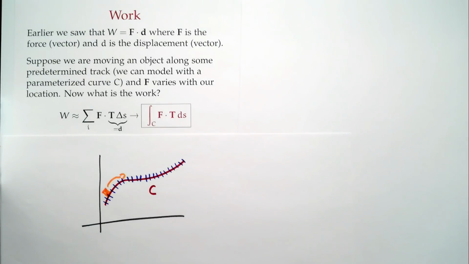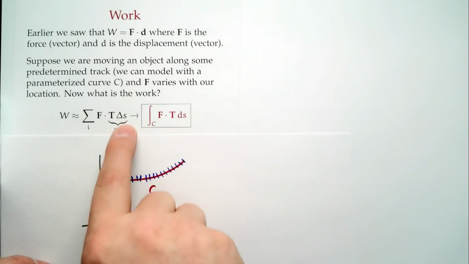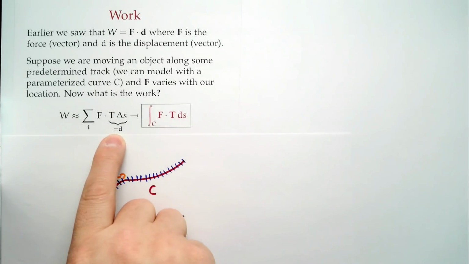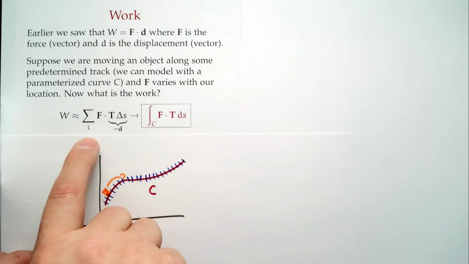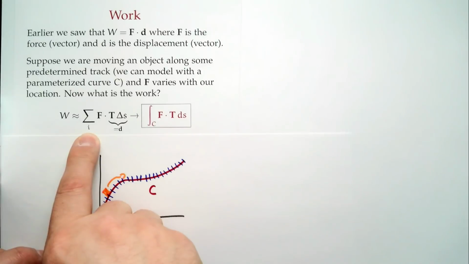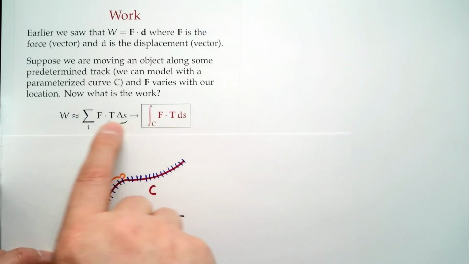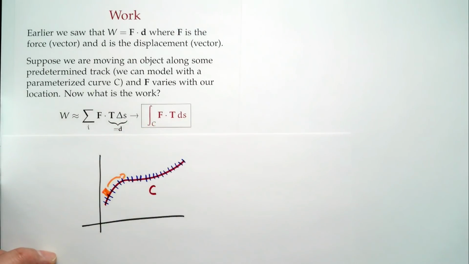Now, every vector has two things, a direction and a length. So the T, that's the unit tangent vector, is a direction. The delta s, that's the amount I move in that direction. If I put those together, that gives me my total displacement, my change. So a sum is just a fancy integral. This goes to an integral. So I'm integrating along the curve, F dot T delta s. So F dot T ds.